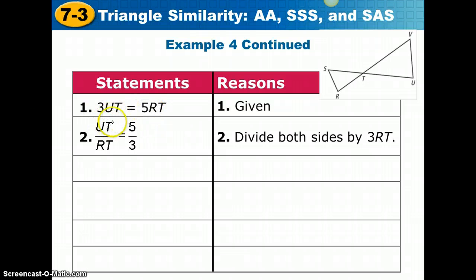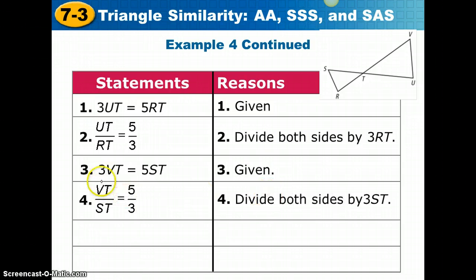UT divided by RT would be 5 divided by 3. By dividing both sides by 3 and RT, we get this. Or that could be the division property of equality. I can do the same thing with the other given. 3VT equals 5ST. You notice my reason might be stated a little bit differently, by getting VT over ST is also 5 over 3. We divide both sides by 3ST. So what I've shown here is that the ratio UT over RT is equal to the ratio VT over ST.